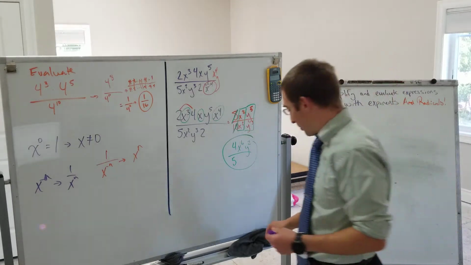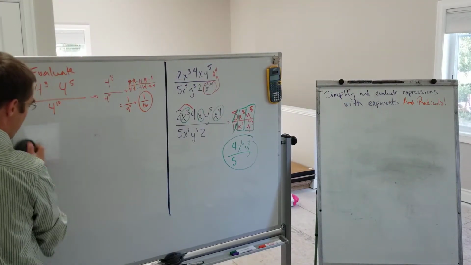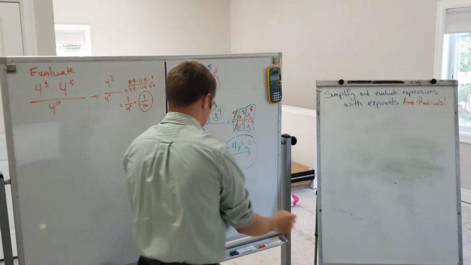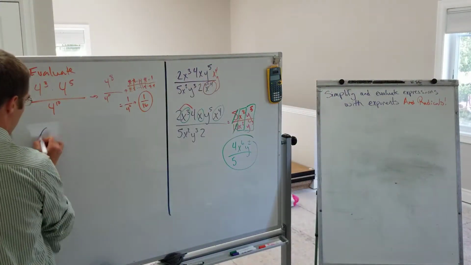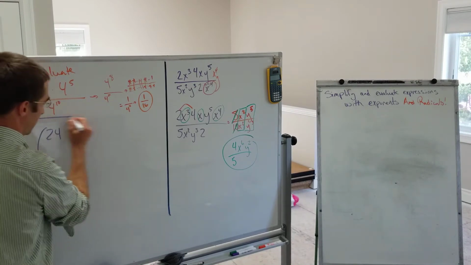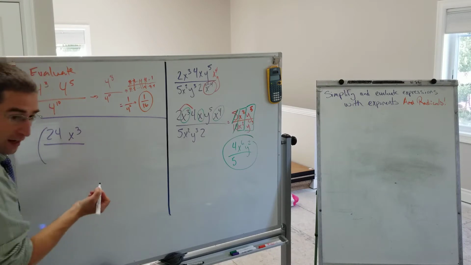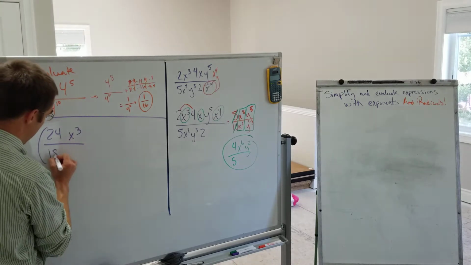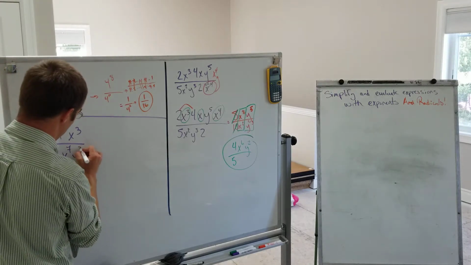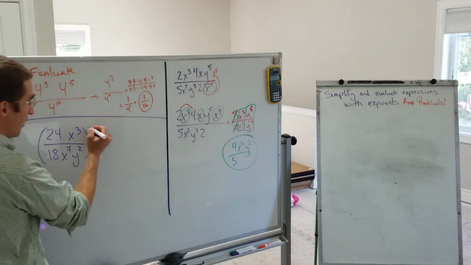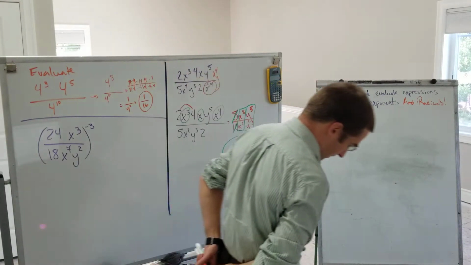Okay, one more problem, and then we're good to go for exponents. So this one is 24x to the 3rd divided by 18x to the 7th y squared, and I'm going to put that all to the negative 3rd.